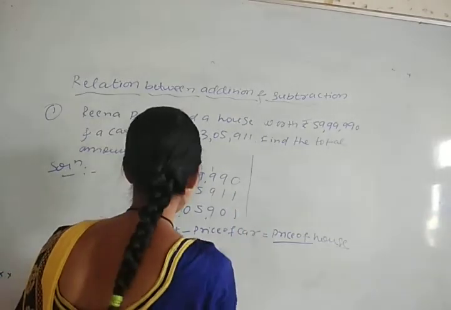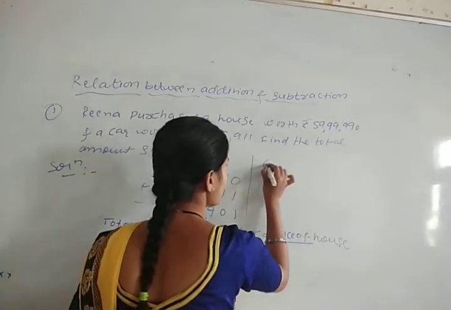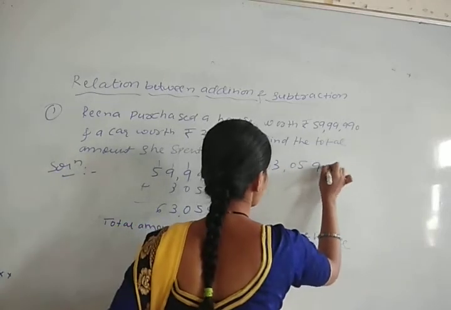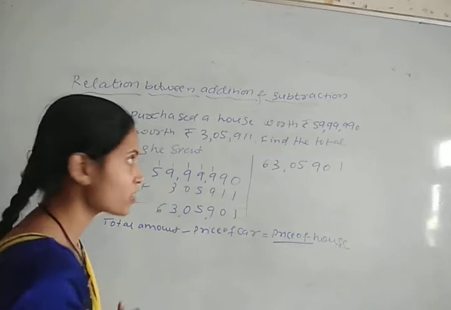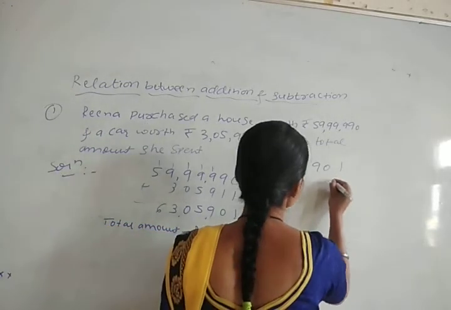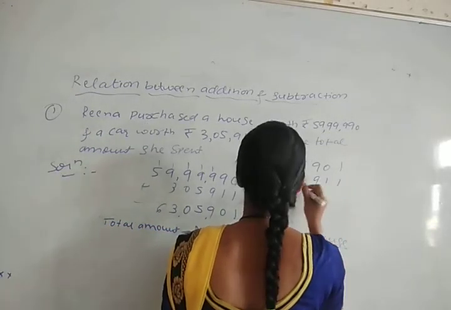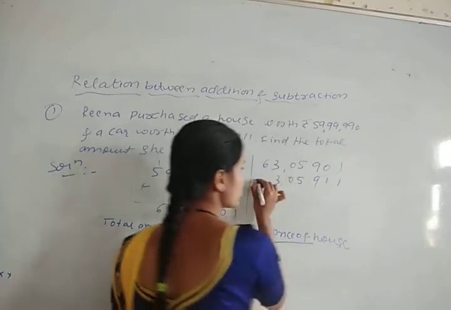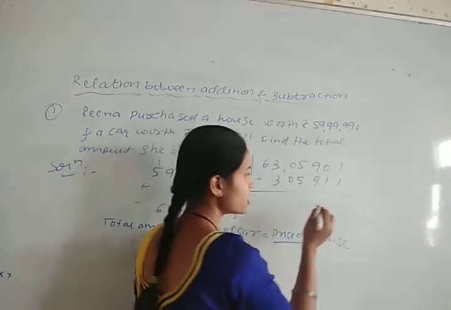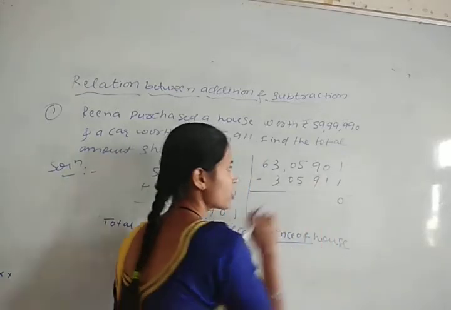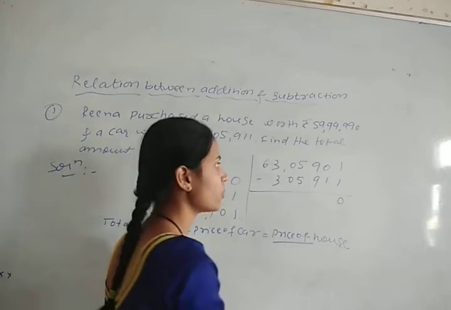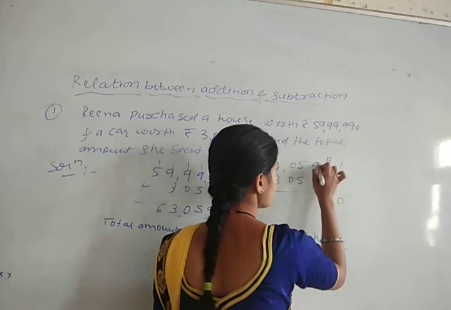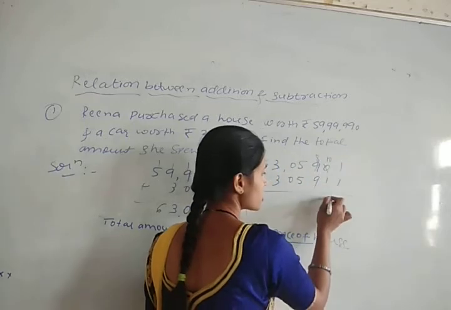Now let us subtract the price of car from the total amount. The total amount is 63,05,901. From this I will subtract the price of car, 3,05,911. See here, 1 minus 1 means 0. 0 minus 1 is not possible because 0 is smaller than 1. For that I will take 1, borrow. Now this 0 becomes 10. 10 minus 1 is nothing but 9.